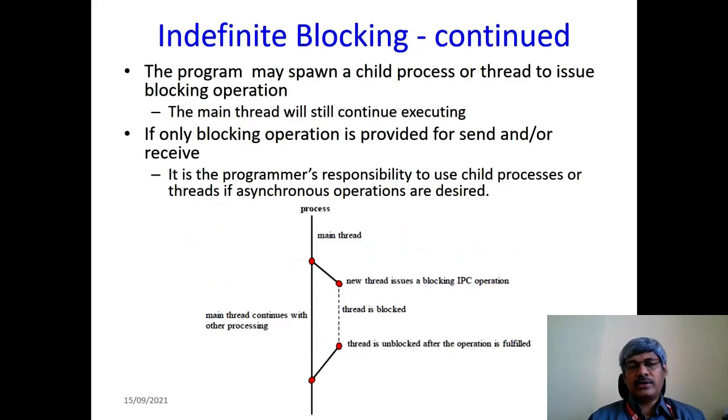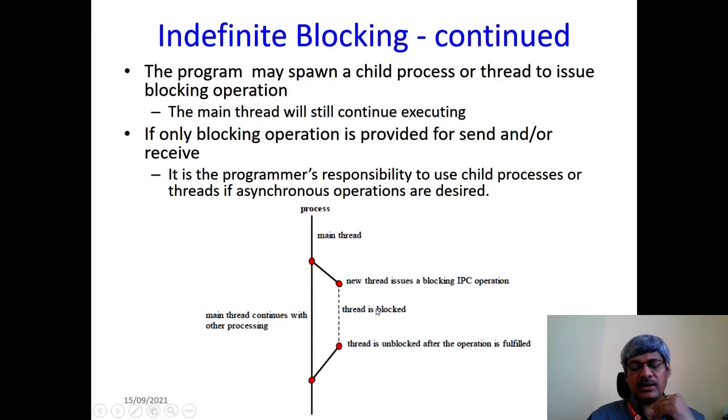Alternatively, say there is a scope for the process to end up in indefinite blocking because of the implementation. The program may spawn a child process or a thread to issue this sort of blocking operation. In this case the process continues, and the main thread has issued a new thread for the blocking inter-process communication operation. So the thread, or this child process, is the one that is blocked here.